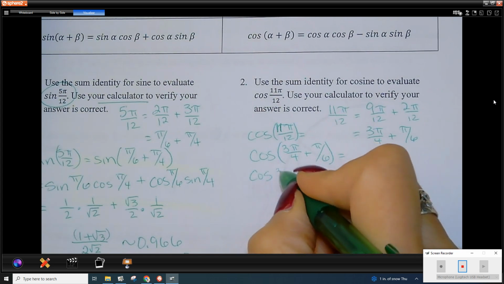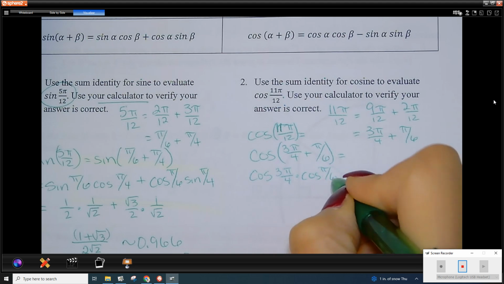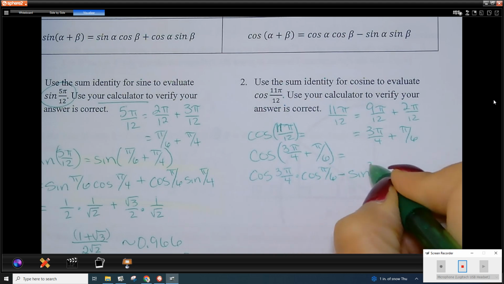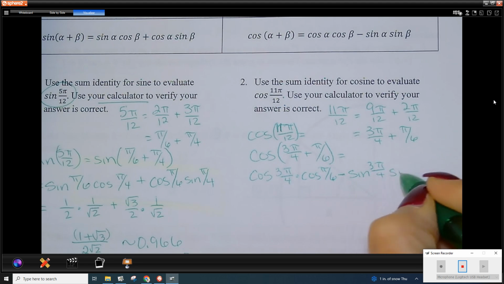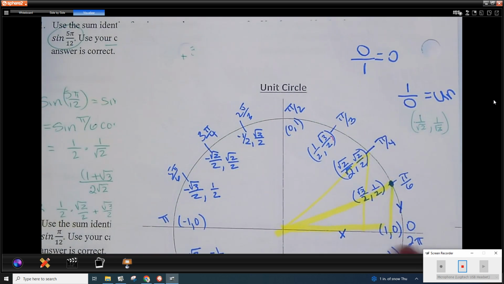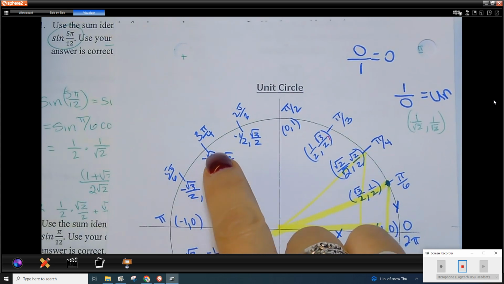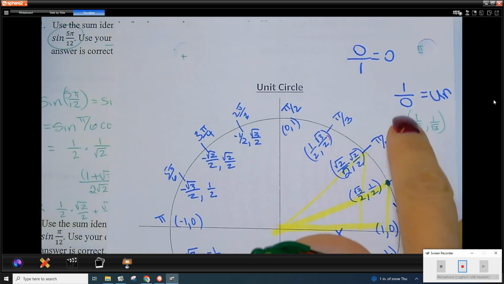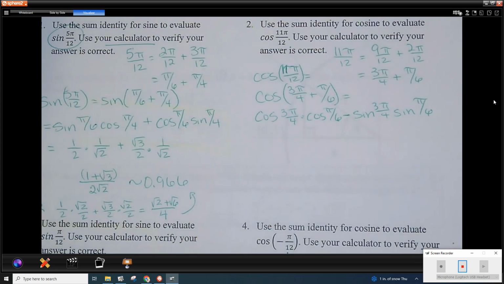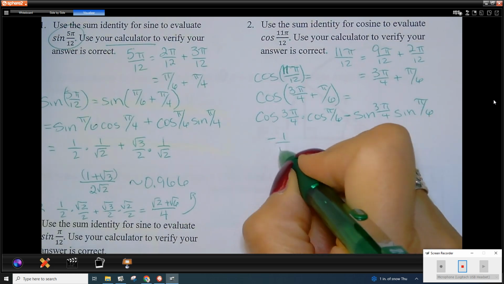Okay, so we're going to use this identity, so we get the cosine of 3 pi over 4 times the cosine of pi over 6 minus sine of 3 pi over 4 times sine of pi over 6. 3 pi over 4, again, but the only thing is the cosine's negative over here. I'm going to use 1 over square root of 2. So 3 pi over 4 is negative 1 over square root of 2.